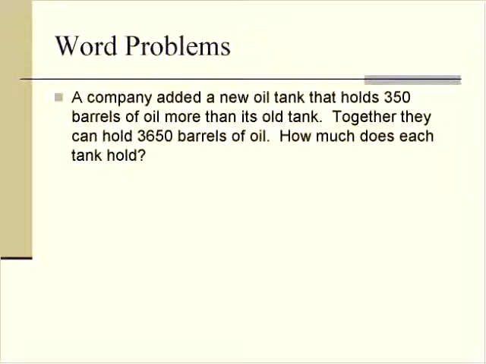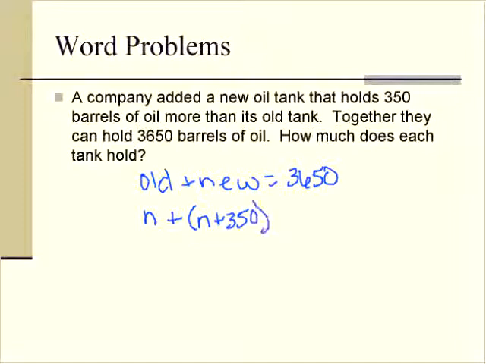Okay, so they're going to add the old tank and the new tank to hold a total of 3,650 barrels. We don't know anything about the old tank, so I'm going to let that be my variable. So this is n. And what we know about the new tank is that it's the old tank plus 350. So when I combine my like terms, I have an n here and an n here, so I have 2n plus 350 equals 3,650.